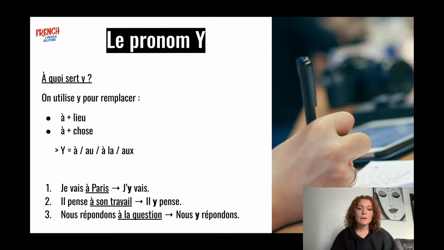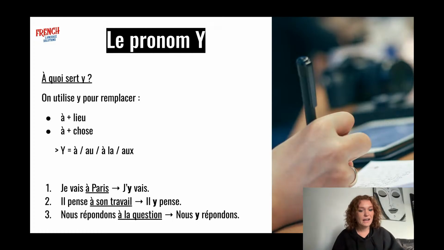Second one, il pense à son travail. He thinks about his job. Same thing, à plus a thing. He's thinking about what? His job. So because I still have my à, à son travail, I take, I remove, and I replace by y, the y that I put before my verb. Il pense à son travail. He thinks about his job. Il y pense. He thinks about it.